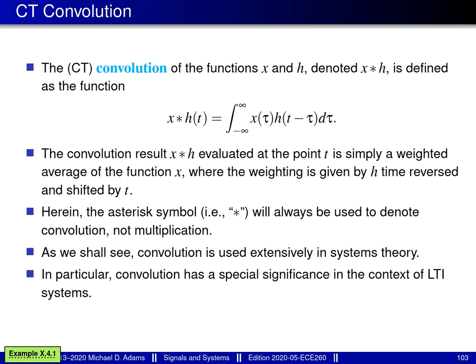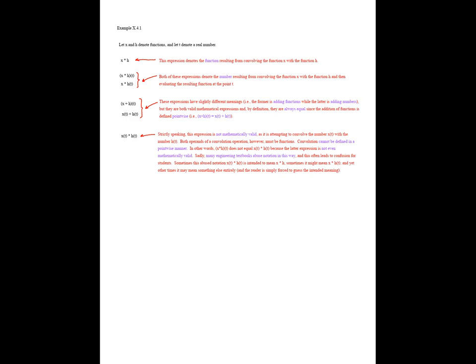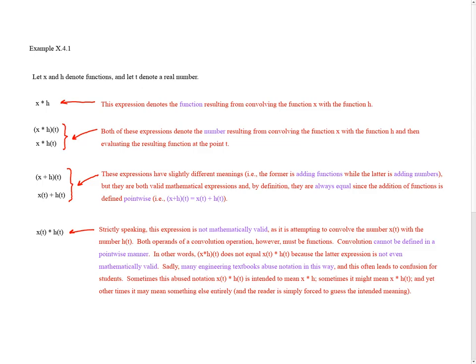At this point, I'd like to consider an example to illustrate some notational issues that relate to convolution. In particular, I'd like to consider example x.4.1. In this example, I simply want to comment on some notational issues that relate to convolution. For the purposes of this example, x and h denote functions, and t denotes a real number.